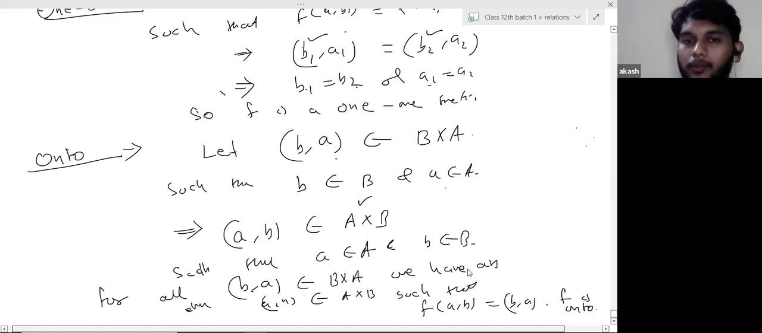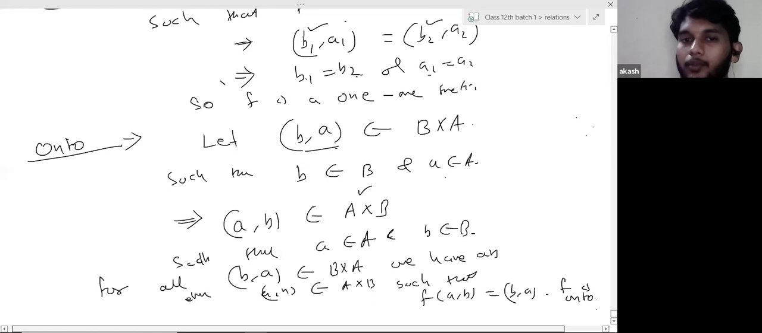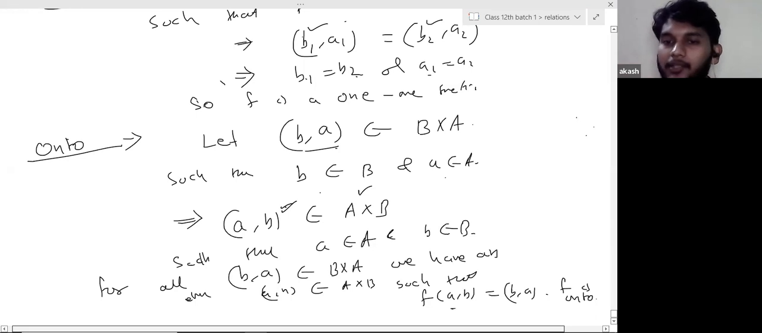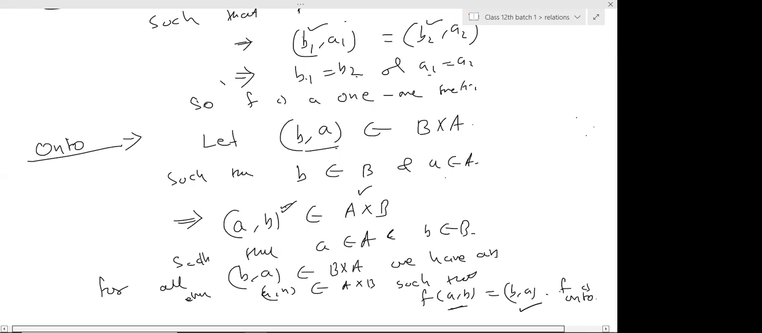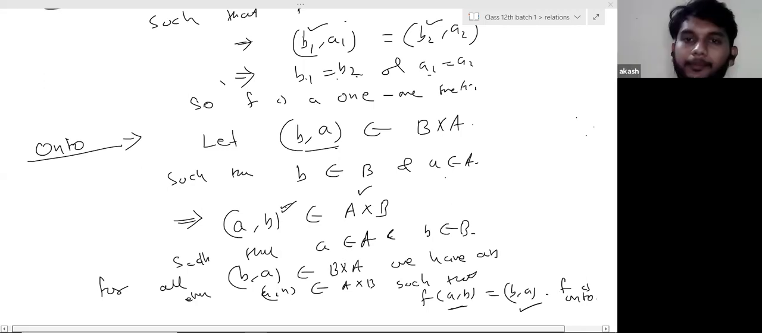Is this thing clear or not? We chose an element from the codomain and we showed that there must be a domain element with that element as the result. You put (4, 3), I'll have an element (3, 4) such that if you put that in the function, I'll receive (b, a). So the function is onto. Hence the function is a bijection because it is one-one and onto. Is this thing clear, everyone? All right, please note it down.